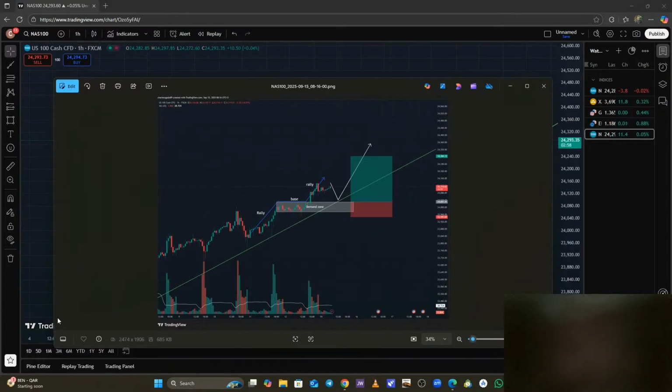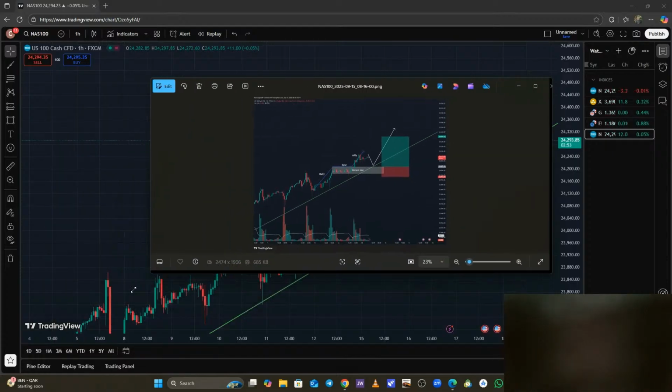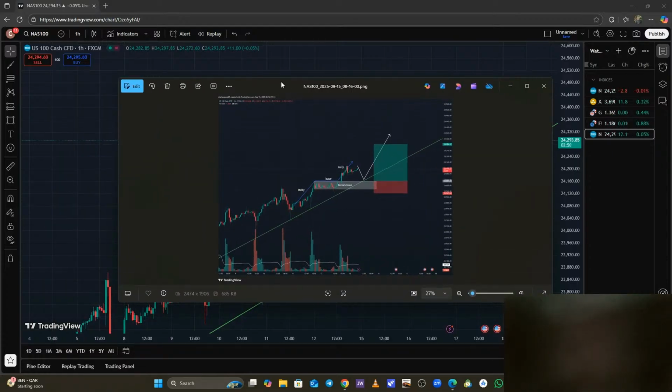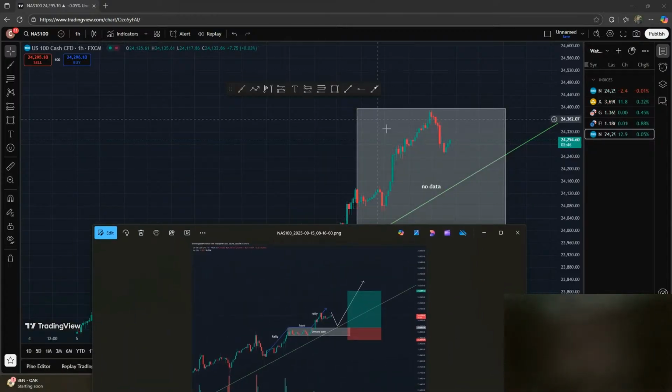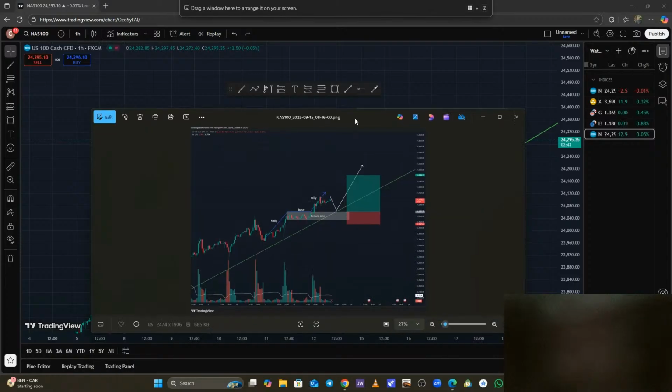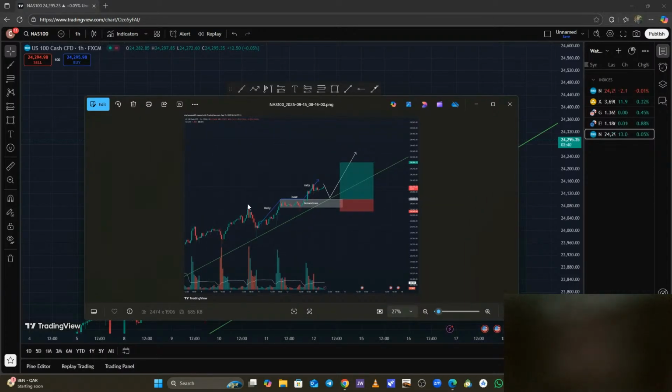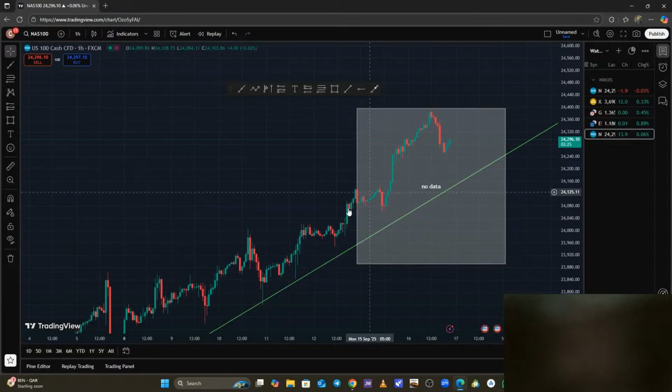So this was the screenshot when I was doing the analysis. This one here. You can see there was no data. This data here was not there. So when I was doing the analysis, I marked my rally base and the rally, then I marked the demand zone, and I was waiting for price to come from this zone down to this zone for me to take a buy from this level. So let me close the screenshot. I don't think we need it. I just wanted you to see where the data was.